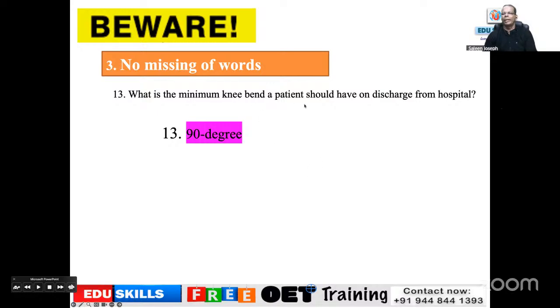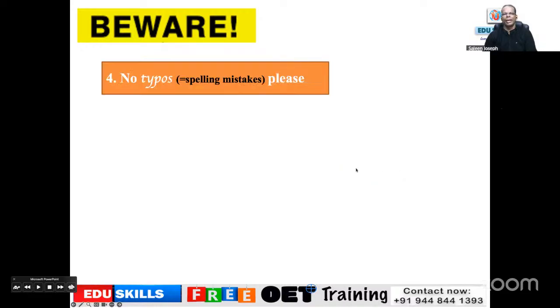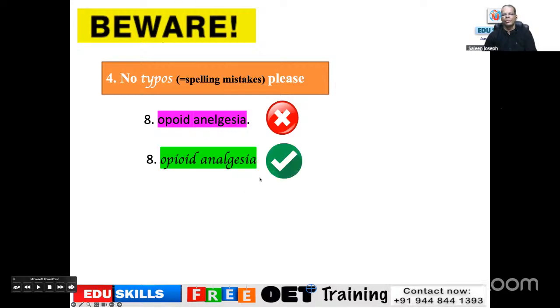What is the minimum knee bend a patient should have on discharge from hospital? Knee bend definitely needs the word angle, 90 degree angle. So that is right. If you miss the word, you will not get your score. Beware, no typos. Typos means spelling mistakes. No spelling mistakes, please. If you miss the I in opioid, and analgesia, this is wrong. A and A it should be. One spelling mistake will cost you the score. So spelling should be correct. Opioid, analgesia.